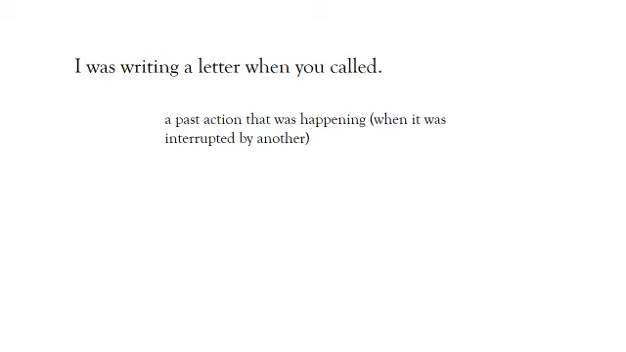And here the focus is on the first action that was happening when the second action took place. I was writing a letter when you called. See, we're not saying I wrote a letter when you called. The sentence is I was writing. I had started it in the past and it was happening for a while and then you called.